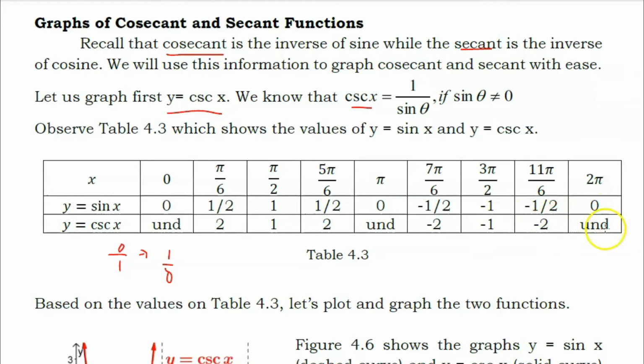our 0 is undefined. Now, ang pinaka-importante ani is to take note of the x values kung asa nag-undefined ang values atong function, which is si cosecant x. So, the values of our x kung asa nag-undefined is we have x is equal to 0, x is equal to pi, and x is equal to 2 pi. So, these values, kung asa nag-undefined ang values ni cosecant x, mao ni siya ang mga vertical asymptotes nato.